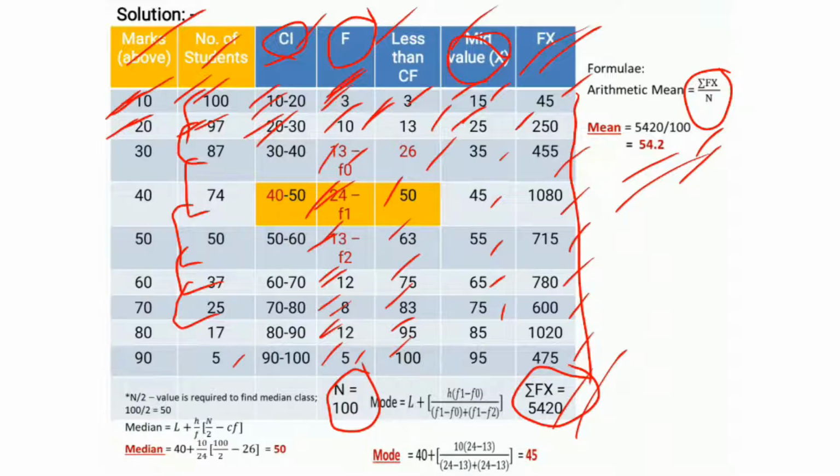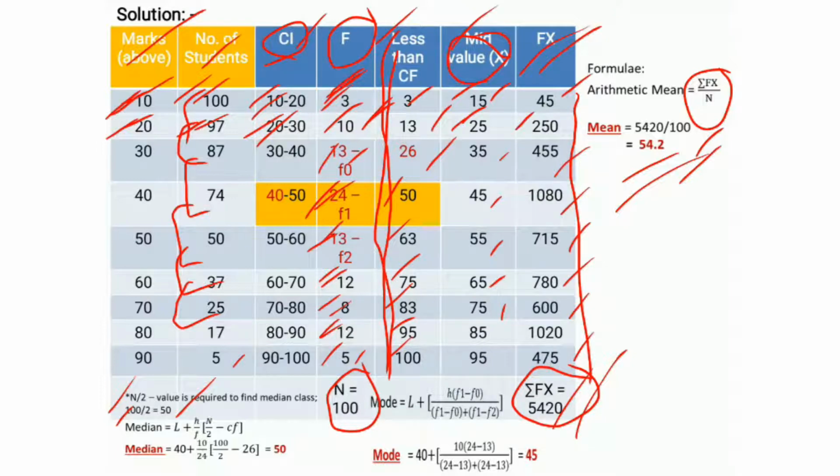The second one is to find the median. To find the median, the first step is to calculate N by 2. In this question, N is 100, so 100 by 2 is 50. After getting this value 50, check in the less than cumulative frequency column for any number which is greater than or equal to 50. That will be your median class.